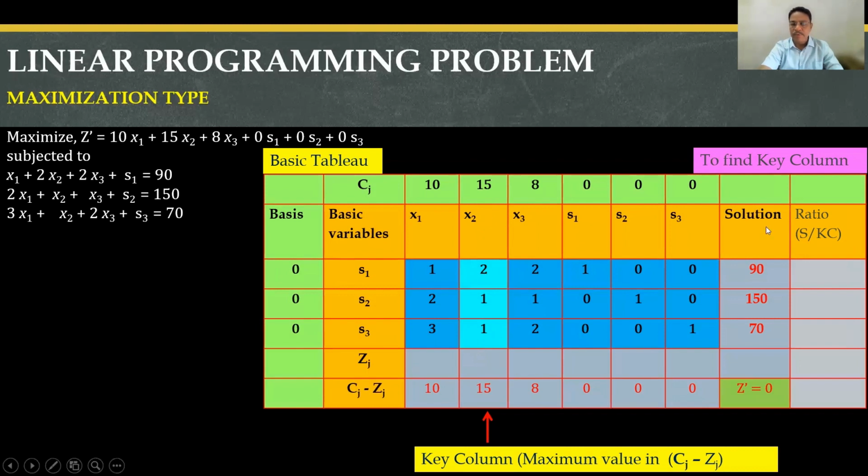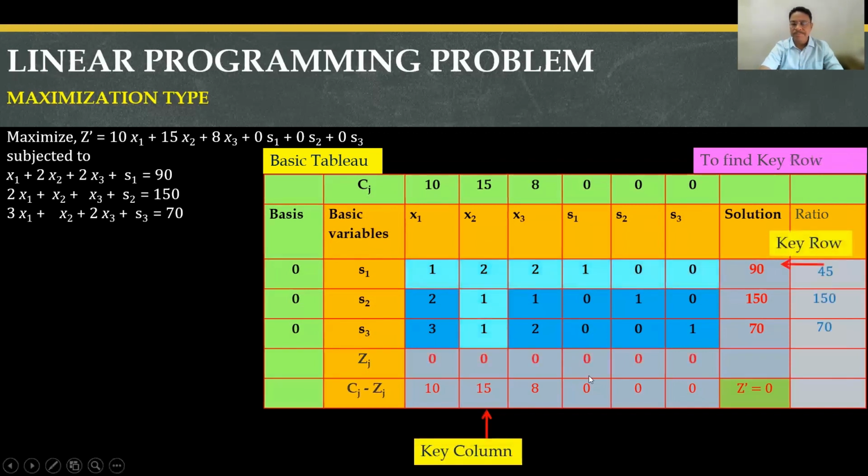To find the key row, we divide the solution column elements by the key column elements, and we get 45, 150, and 70 respectively as the values in the ratio column. The least value out of this is 45. It means that S1 will leave the solution as this row is the key row. And the intersection of the key row and key column is the key element.